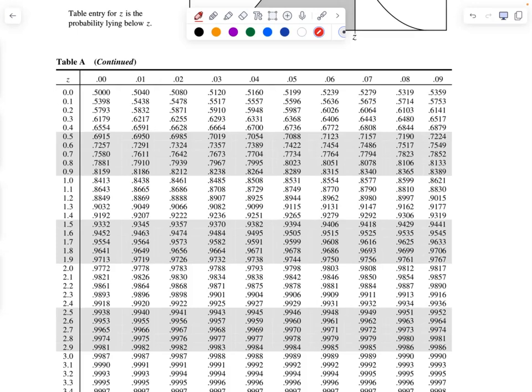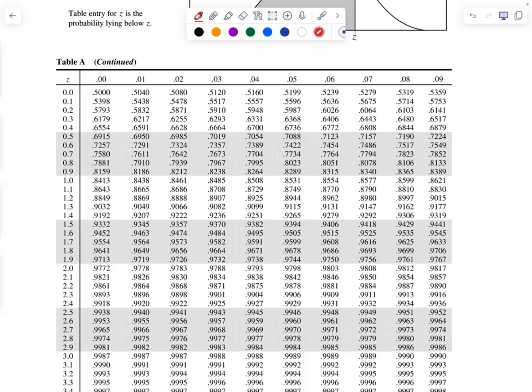So 1.00 gives me this number right here, 0.8413, which is about 84%. That's about 0.84. Wouldn't you agree? So when we were doing that empirical rule, we got 84%, which is like 0.84. The exact or more precise answer is 0.8413. And that's it.